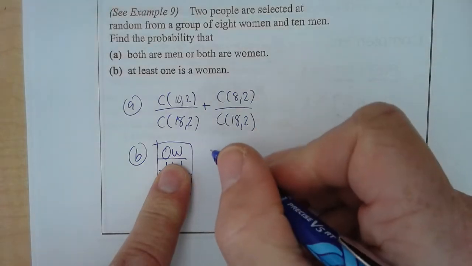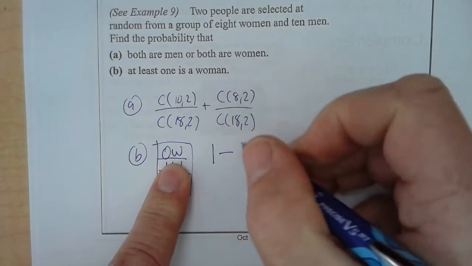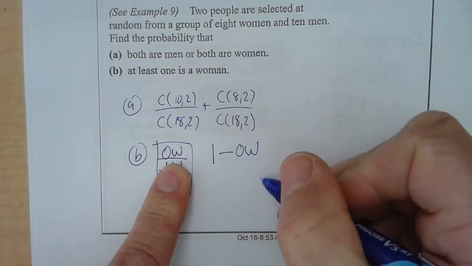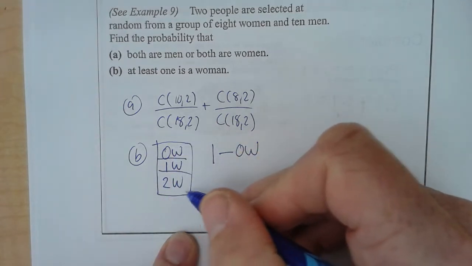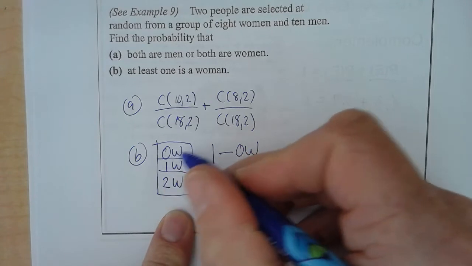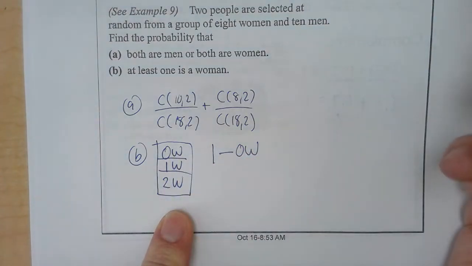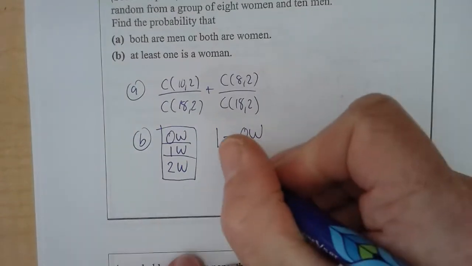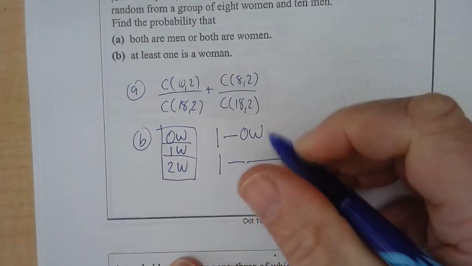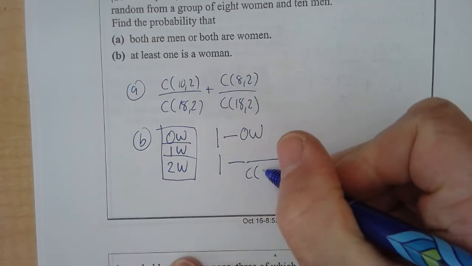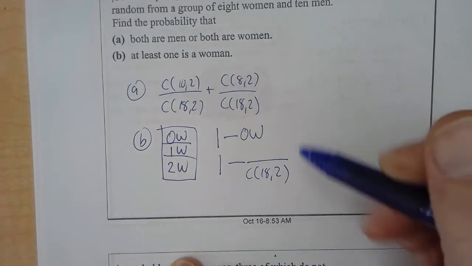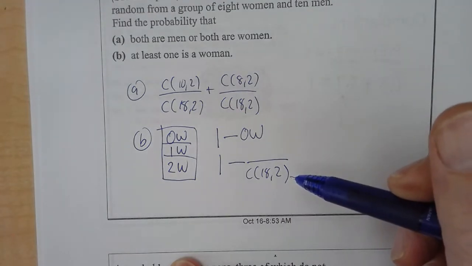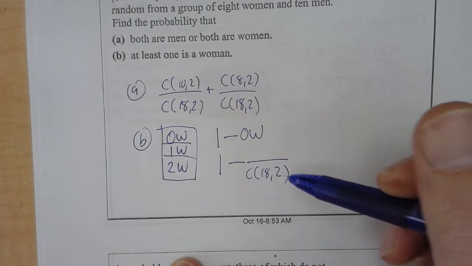Or what we can do is we can do 1 minus the probability of 0 women. Okay, so that would be the whole thing is 1. And if we subtract out 0 women, we would get the probability of 1 and 2 women. That shortens the problem. So it's 1 minus, and then we got 18, comma 2. And then no women would be 2 men. And I just figured out 2 men, didn't I? 2 men is right there.